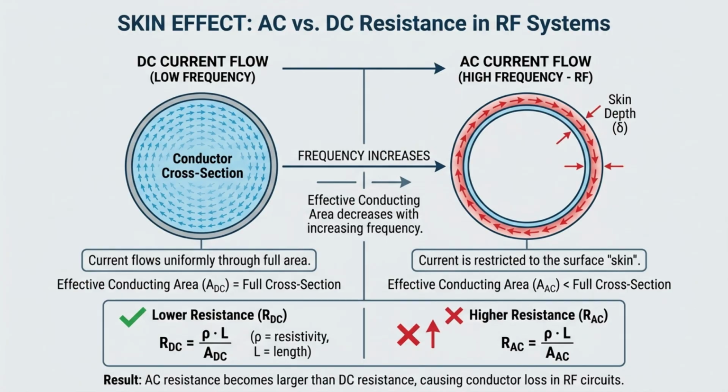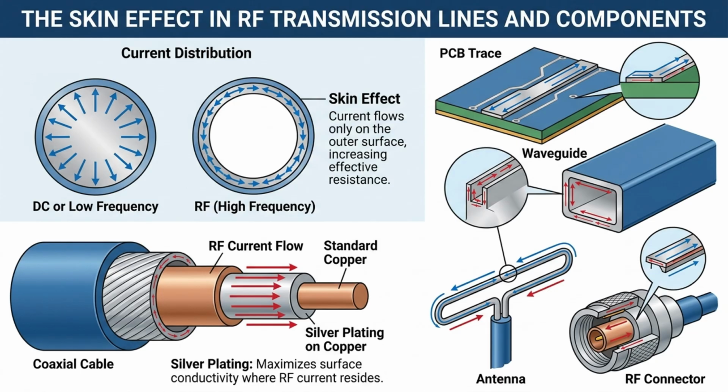Since the effective conducting area decreases with frequency, the AC resistance of a conductor becomes larger than its DC resistance. This effect influences transmission lines, coaxial cables, PCB traces, waveguides, antennas, filters, and RF connectors. Engineers often use highly conductive surface materials such as silver plating because the surface carries most of the RF current.